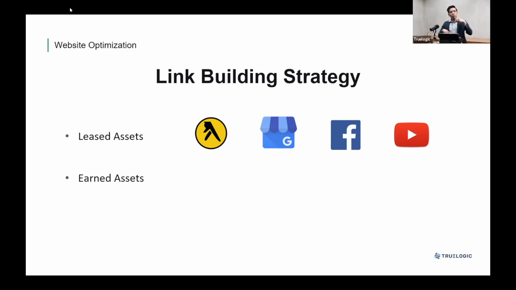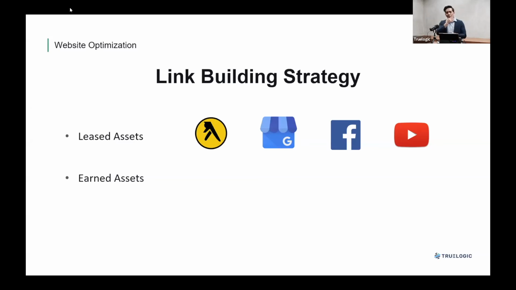So pages like Brown Book, Yellow Pages, Google My Business, Facebook, LinkedIn, YouTube, these are what you call leased assets. Take note, they're not owned assets, because you don't own Facebook, you don't own Google, you don't own YouTube, right? If they want to take down your content, they can, because it's their platform. That's why we call them leased assets. You are leasing space in these places to acquire a link back to your website. And they are very valid links, valid vouchers for your website.